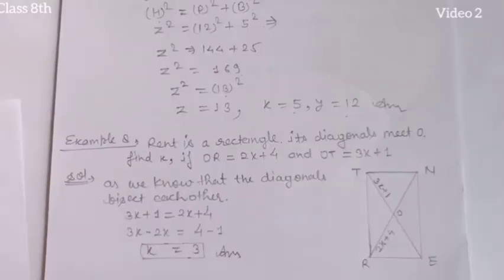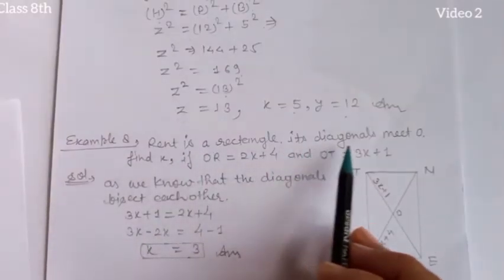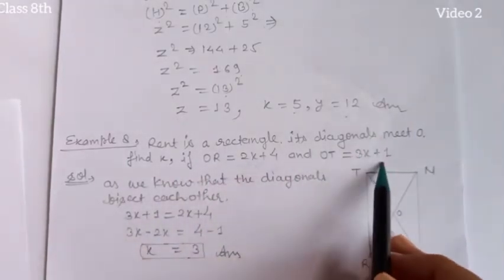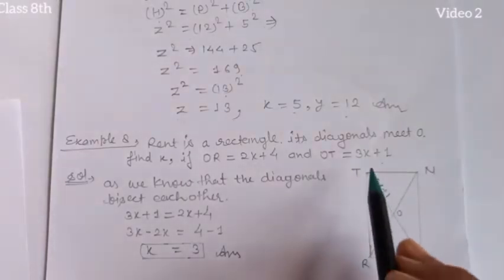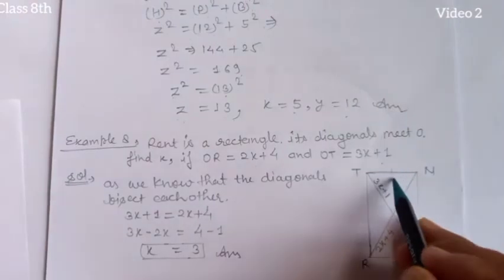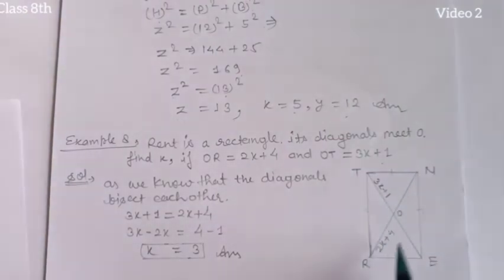Now another example, number 8. RENT is a rectangle, its diagonals meet at O. Find x if OR is equal to this and OT is equal to 3x plus 1. So students, here RENT is a rectangle and we have to find the value of x. How will we find it? As you know, the property of the rectangle: opposite sides are equal, and the diagonals bisect each other, meaning this part is equal to this and this part is equal to this, and the diagonals are also equal, and each vertex angle is 90 degrees.